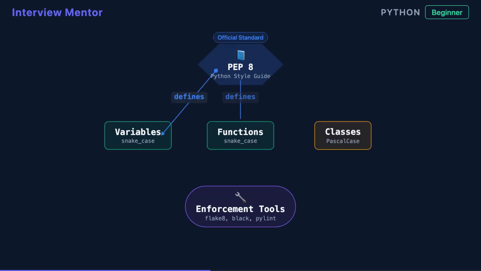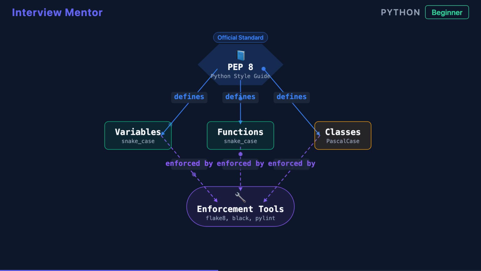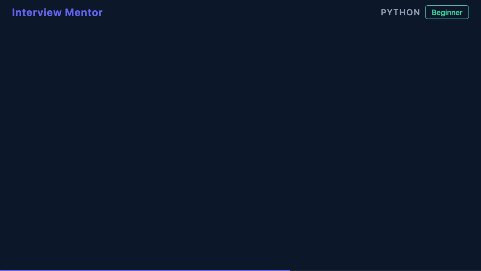This convention comes from PEP 8, Python's official style guide. PEP 8 defines how Python code should look, from variable names to function names to class names. Following PEP 8 means your code fits seamlessly into any Python project. Tools like Flake8 and Black enforce these rules automatically, catching naming mistakes before code review. When you follow PEP 8, you're writing code that looks like it belongs in the Python ecosystem.